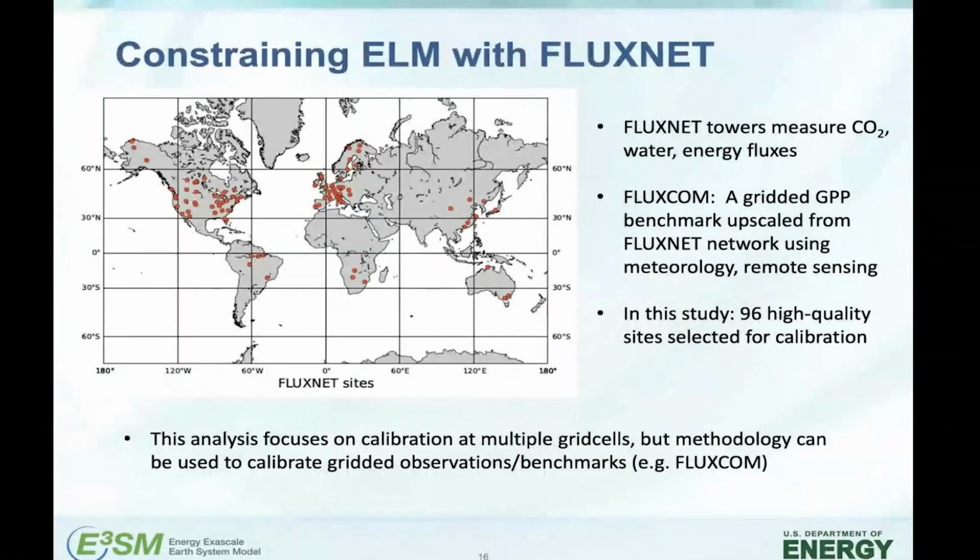All right, now having this surrogate, we want to constrain the parameter space from these 10-dimensional large ranges to distributions of the parameters that better match the observational data. For that, we are going to use the FLUXNET and FLUXCOM framework, the data that comes from there. FLUXNET is towers that measure CO2 and water and energy fluxes, and FLUXCOM is a gridded GPP benchmark, in this case, upscaled from this network using various techniques. In this study, we are taking 96 high-quality sites selected for calibration. Some of the results will be one calibration per site, or calibration using sites in the Western Hemisphere.